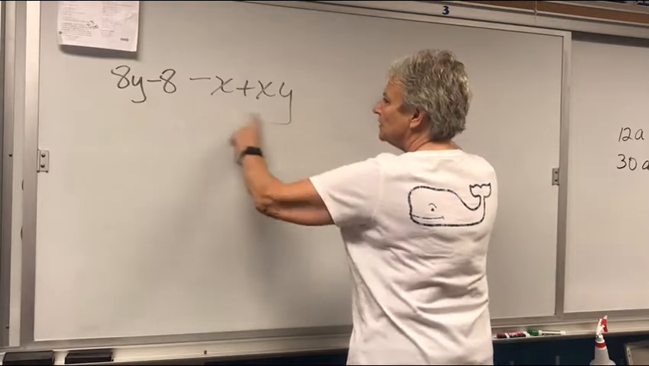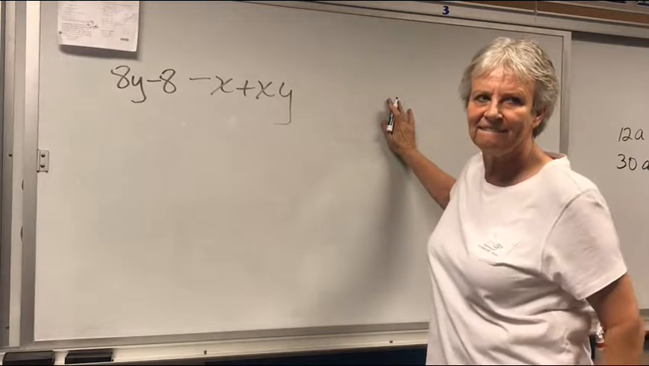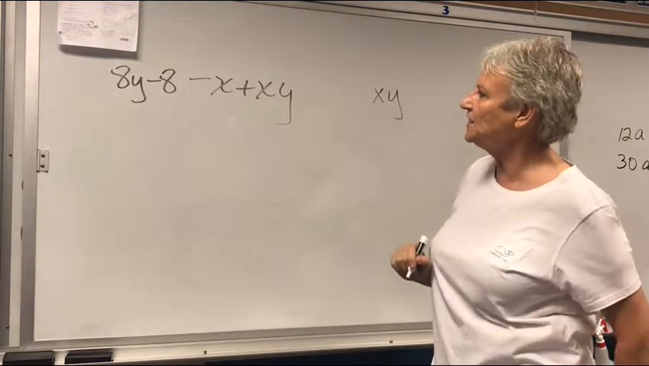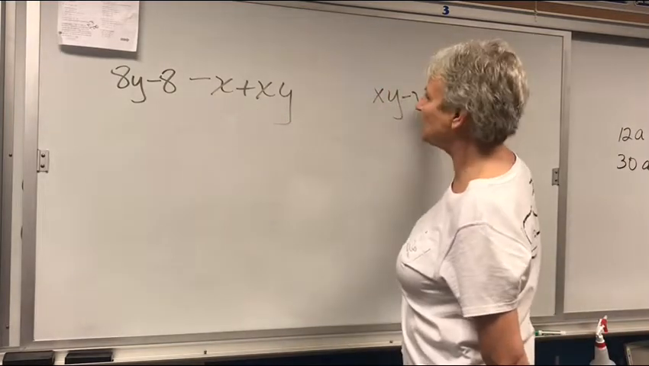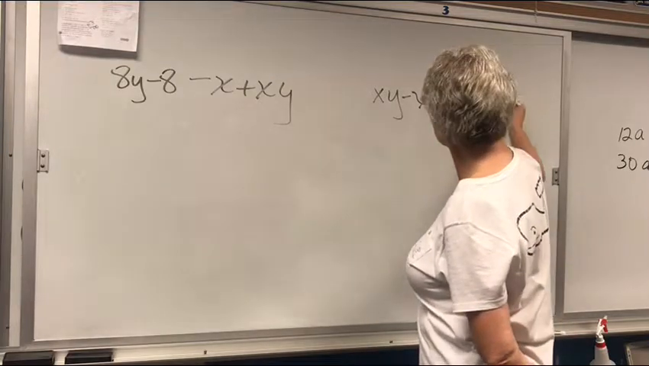What would be first? What's the highest degree here? XY. What's the next highest degree? 1, right? So it would be negative x, x comes before y, plus 8y minus 8.